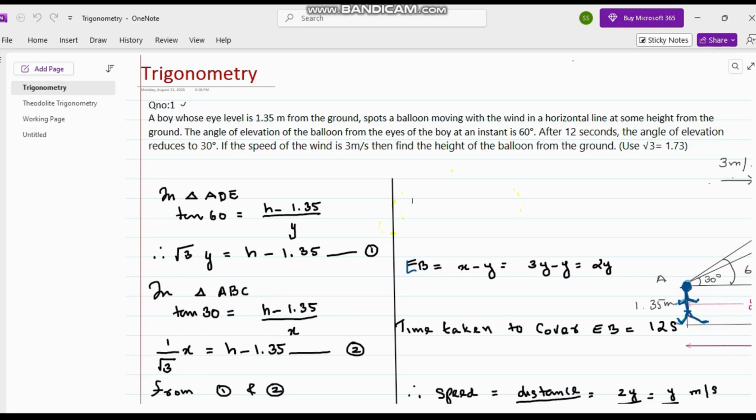A boy whose eye level is 1.35 meters from the ground spots a balloon moving with the wind in a horizontal line with some height from the ground. The angle of elevation of the balloon from the eyes of the boy at an instant is 60 degrees. After 12 seconds, the angle of elevation reduces to 30 degrees. The speed of the wind is 3 meters per second. Find the height of the balloon from the ground.